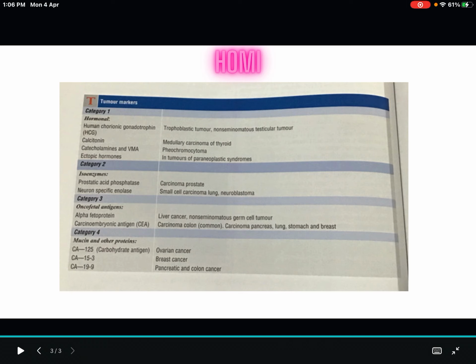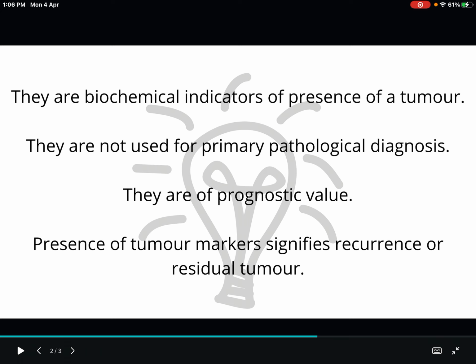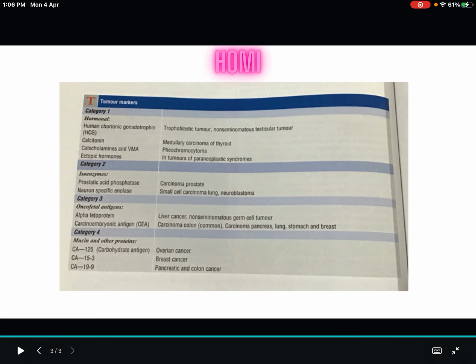Just to explain what a tumor marker is, in this slide I have mentioned that they are biochemical indicators of presence of a tumor. They are not used for primary pathological diagnosis. They are of prognostic value actually, and the presence of tumor markers signifies recurrence or residual tumor. And then write the tumor markers, examples, and in which condition it is elevated. Categorically we can write it for better marks. First is hormonal, second is oncofetal antigens, M for mucin and other proteins, and I for isoenzymes.